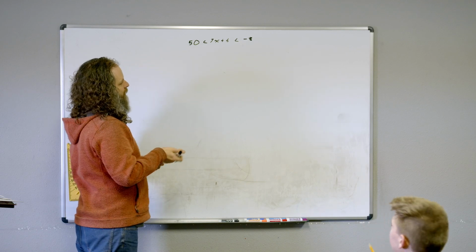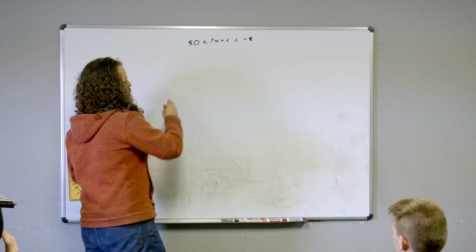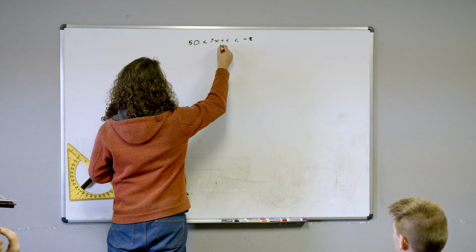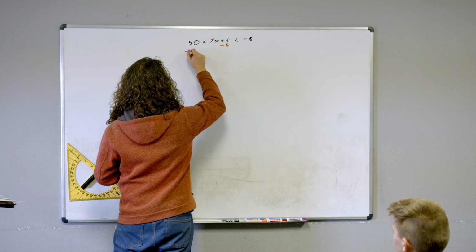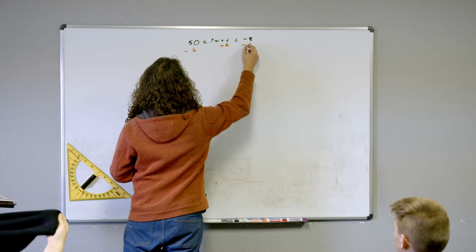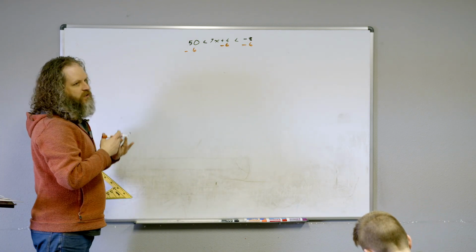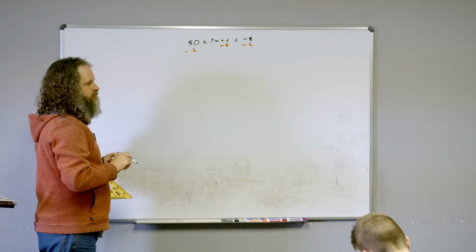Now these compound inequalities, there's not just 2 sides, there's 3, right? So subtract 6 on all of it, right? So what's 50 minus 6?